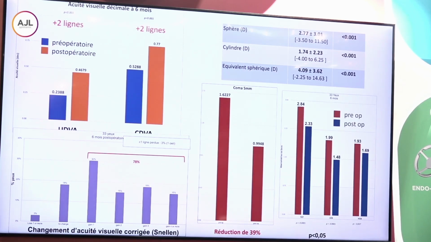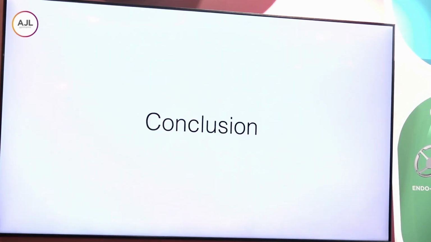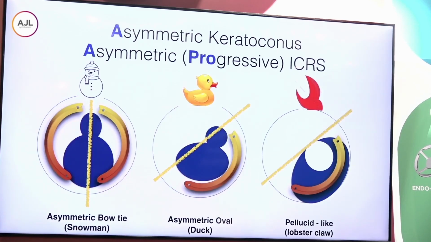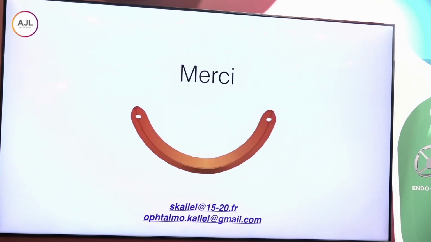statistically significant results. So in conclusion, for symmetrical keratoconus, we need symmetric intracorneal ring segments, as in the bow tie, the crescent, and the nipple. For asymmetric keratoconus, we need asymmetric and progressive intracorneal ring segments, like in snowman, duck, and lobster. Thank you so much.